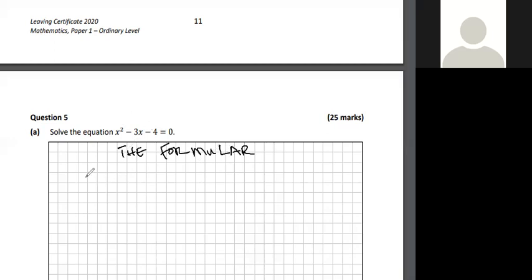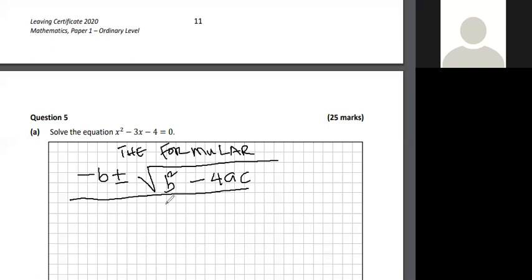And what does the formula say? Minus b plus and minus square root of b squared minus 4ac, all to be divided by 2a. You see this formula in your logbook.